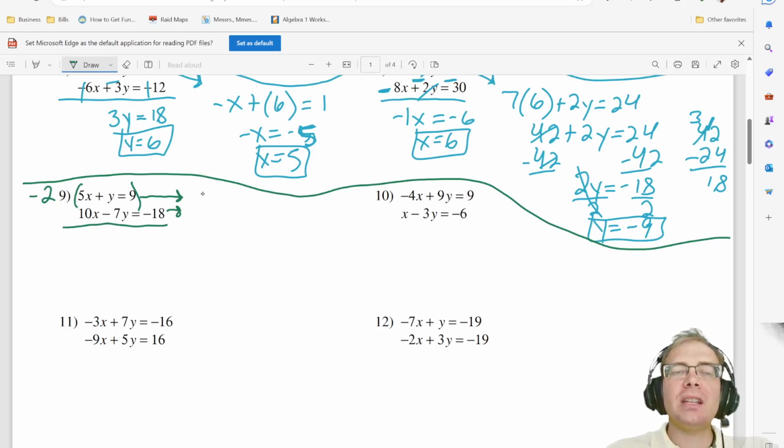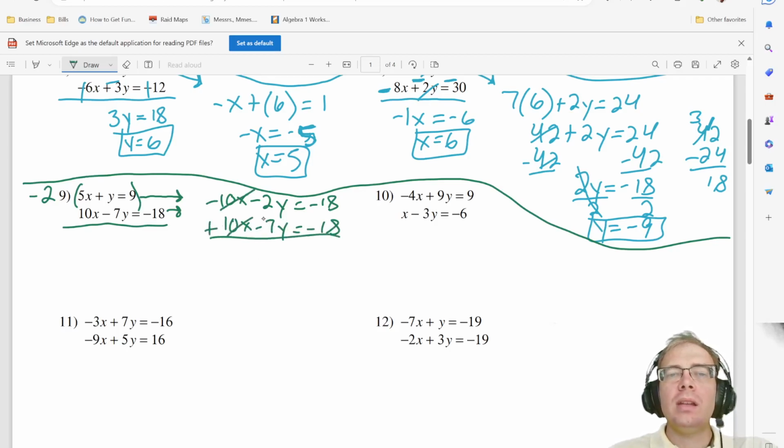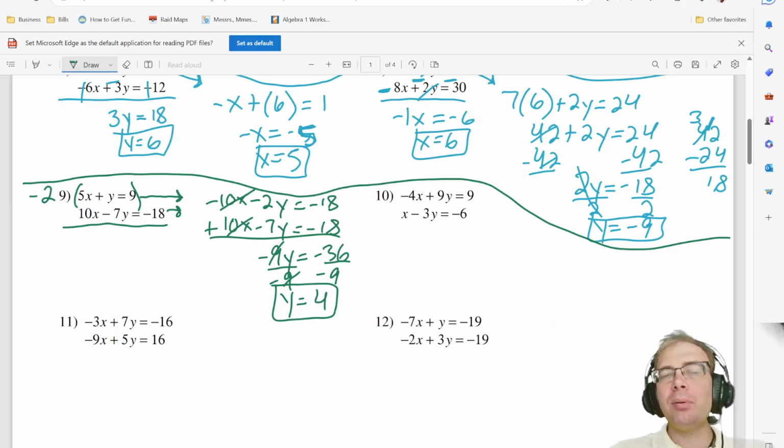So negative 2 times 5, that's going to be negative 10x. Negative 2 times y is negative 2y. Negative 2 times 9, negative 18. All right, and then I just copy paste the next one. There we go. All right, negative 2y minus 7y is negative 9y. Negative 18 minus 18 is negative 36. Divide, divide, boom, boom. So negative 36 divided by negative 9 is positive 4. And there we go. So then I just do what I've done in the past. At this point, it's the same as all we've done up to this point.